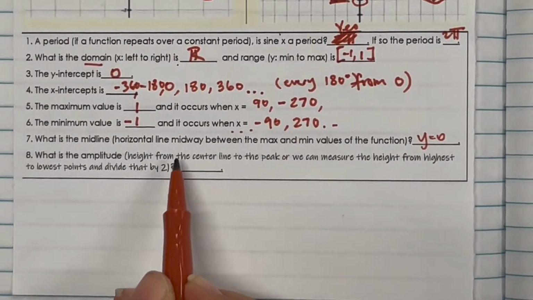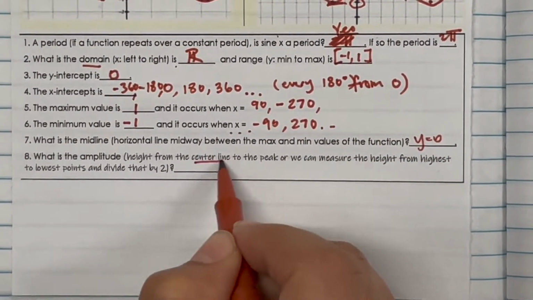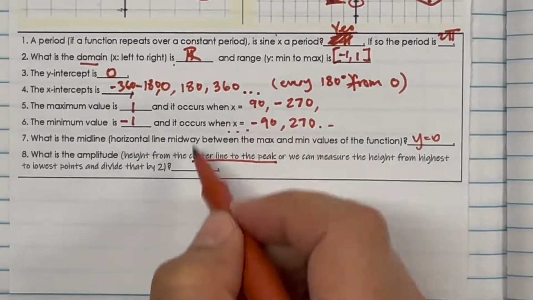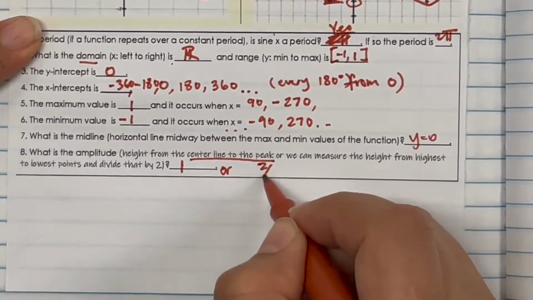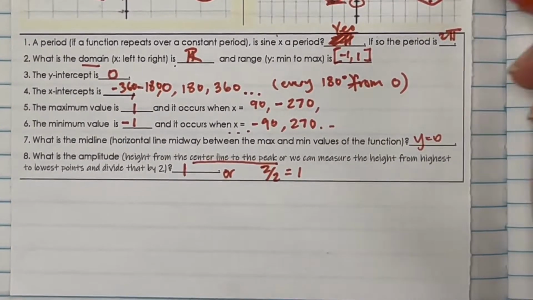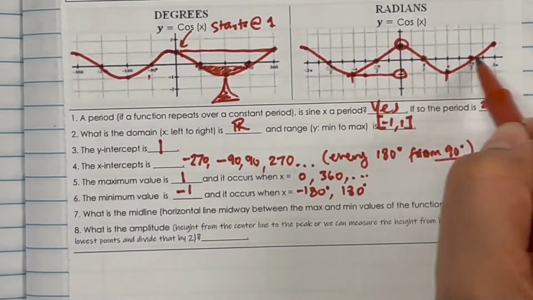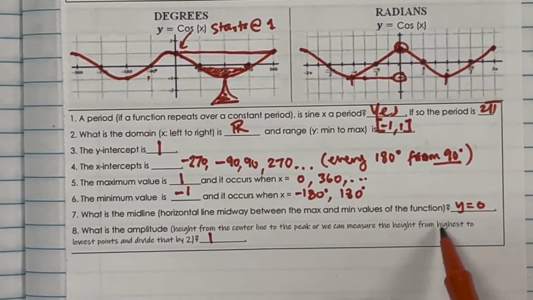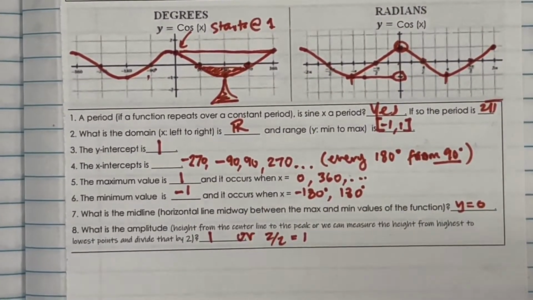All right, what is the amplitude? Height from the center line to the peak. From the center to the peak is 1, or you can measure the lowest to the highest and divide by 2. So it's 1. Or highest to the lowest, count the boxes, it's 2 boxes, divided by 2 is 1. So 2 ways you can do it. And I'll show you again for cosine because it's the same thing. Amplitude from the middle to the first line is 1, or highest and lowest, that's 2 boxes, divided by 2 is 1. So amplitude is the distance from the midline to the top or the bottom. All right, let's practice.